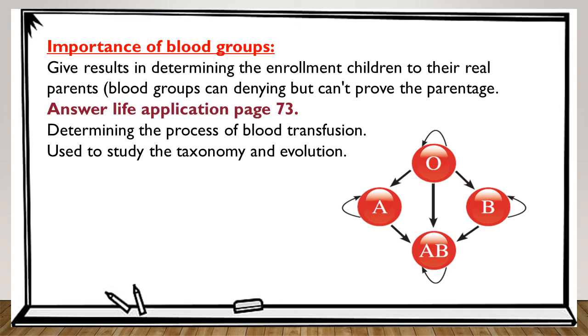Number 3, blood group trait. The scientists used the blood group trait to study taxonomy. It's a branch of biology that studies the classification of living organisms.